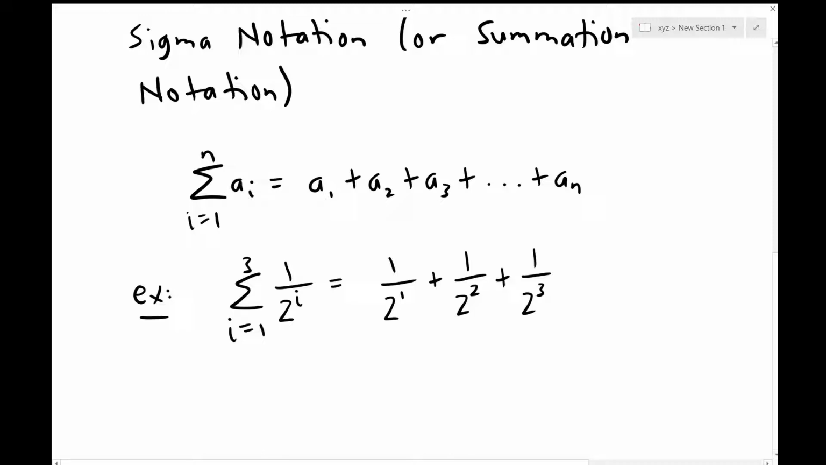So the numbers, again, below and above the sigma tell us the first number that we plug in for i, and the last number that we plug in for i. And then we plug in all the other numbers in between. So in this case we're just plugging in 1, 2, and 3 for i in our formula, and then we add the values together. So this, of course, would end up becoming 1/2 plus 1/4 plus 1/8. And then, of course, we actually want to find the sum. In this case, we end up getting 7 over 8 as our result.